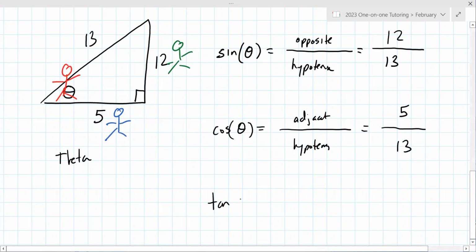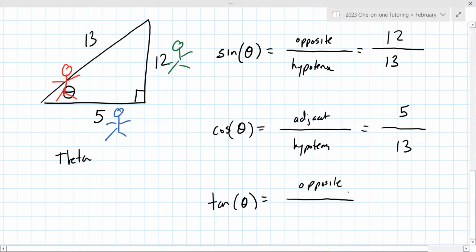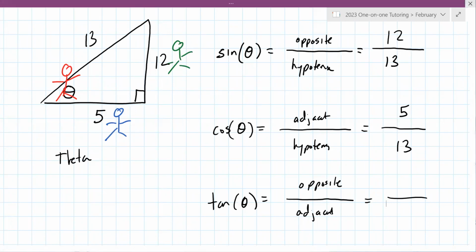Very good. Now tangent, what goes in the numerator? What you know is that it's going to be opposite at the top and adjacent at the bottom. Very good. What are the two numbers in the fraction? 12 and 5. Very good.